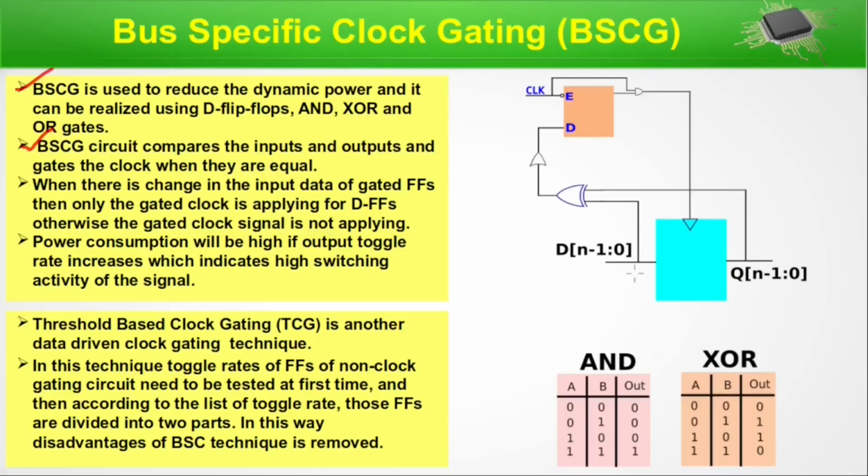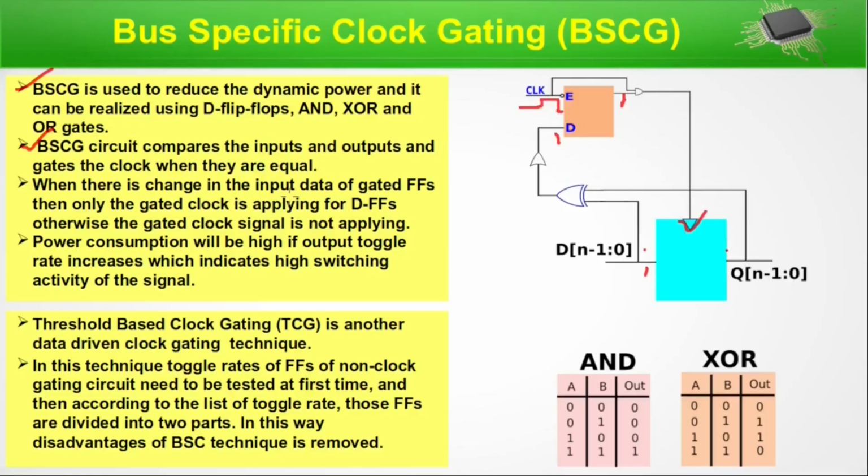When new data comes, suppose initially it was 0, the transition happened and the data was transferred to the output. Now the clock should not reach here. Now suppose 1 has come here, and since the clock is gated, that data has not been transferred to the output. Here is 1, here is 0. What will happen? 1 and 0 at the input of the XOR gate means the output will be 1. When the clock is 1, that 1 will pass here and the clock will activate.